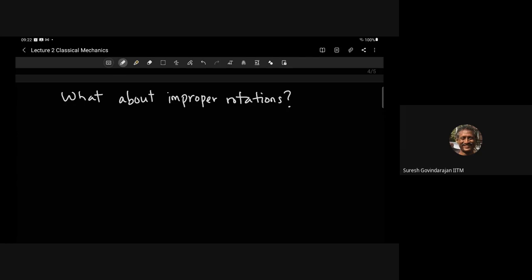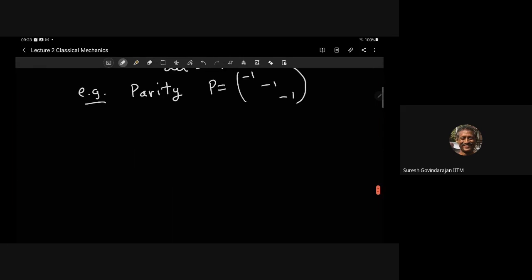Okay. So what about improper rotations? These improper rotations, I call them just orthogonal. These have determinant equal to minus 1. Example was parity, on vectors like this. The key point here is that everything can be written in terms of parity times a regular rotation. So it's enough to give transformations under parity, and P squared is equal to 1.